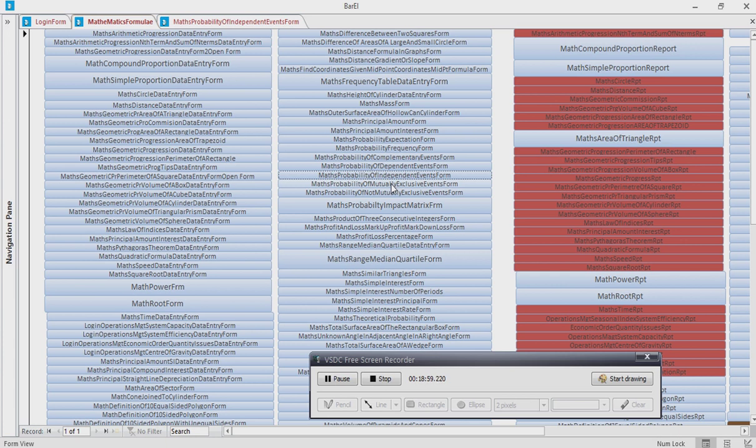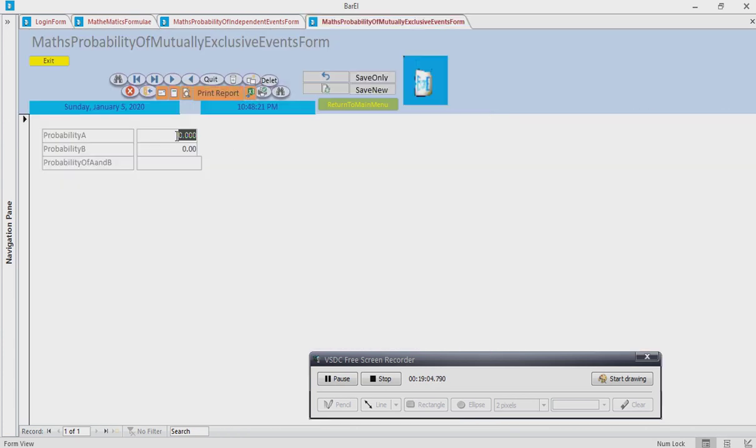Probability of mutually exclusive events. The probability of A is 0.5 and the probability of B is 0.3. Then the probability of A or B is 0.8.